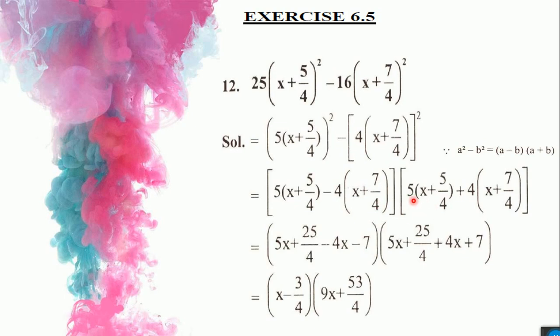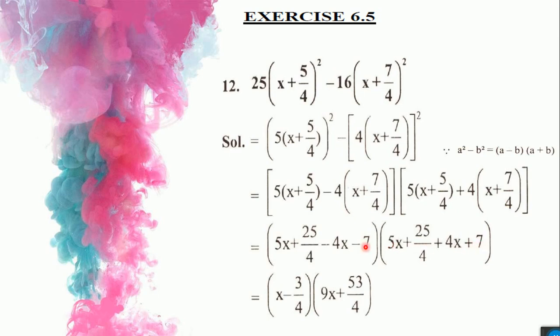Now open this round bracket. 5 into x is 5x, and 5 multiplied by 5 by 4 is 25 by 4, plus 4 into x is 4x, and again 4 into 7 by 4. After simplification you will get plus 7.